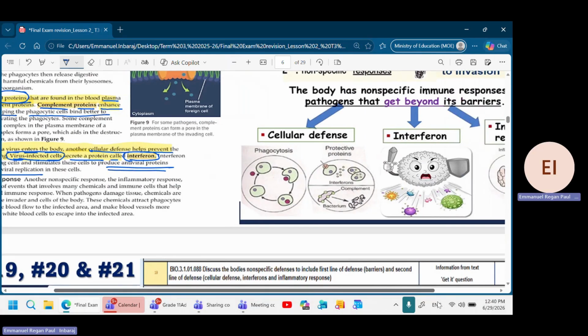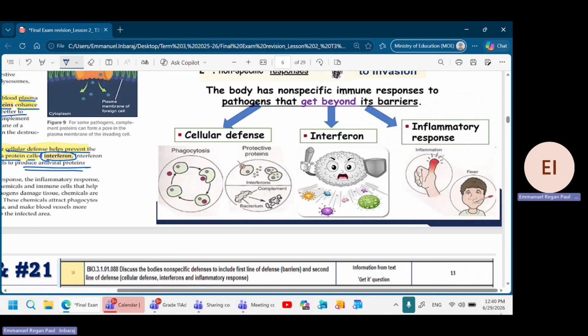So you can see here, you have seen three types of it. If the virus or the bacteria enters your body, then there are three types of non-specific immune system working. One is cellular defense, that is phagocytosis, and the second one is interferon with the help of proteins. And also there is one more called complement protein. And number 3 is inflammatory response. All right. So this is about it.